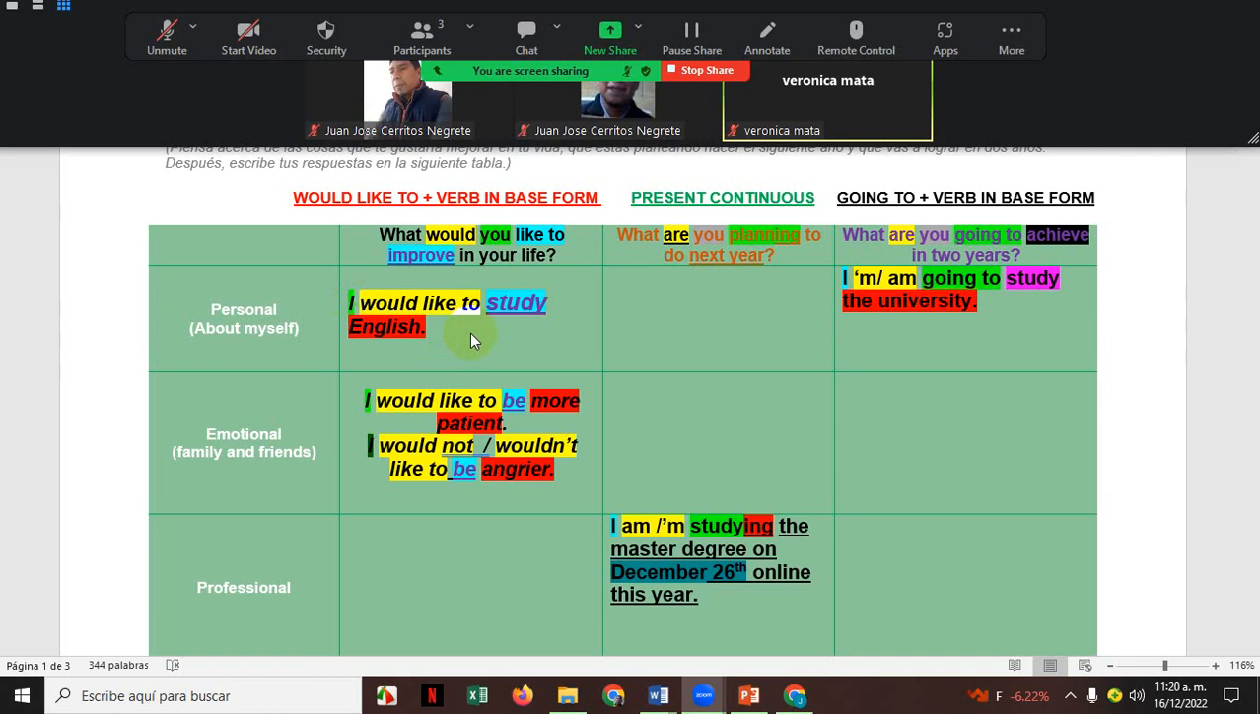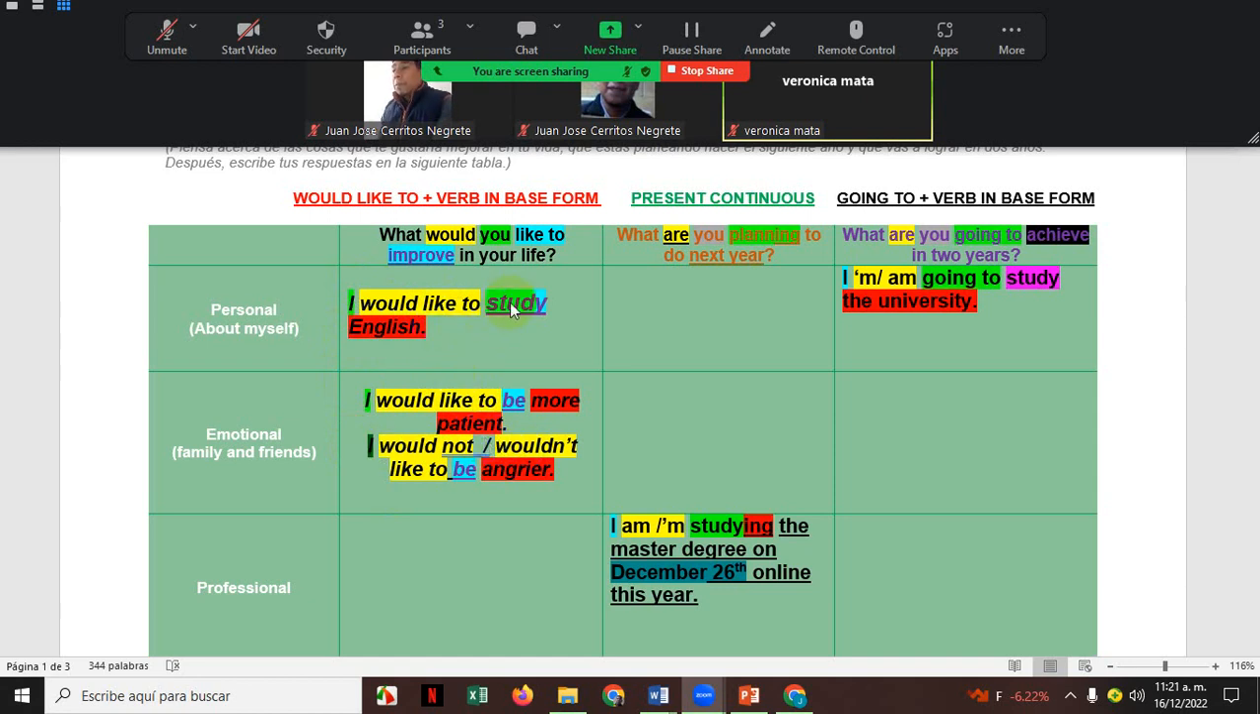For example, first we have the subjects in green color, as you can see here. Then the main structure, which is would like to, in yellow color, in affirmative or negative form.